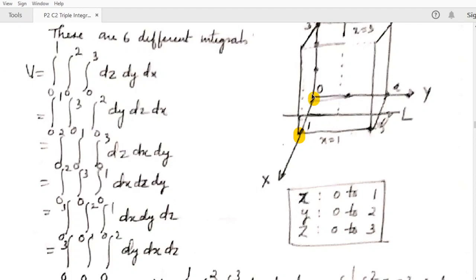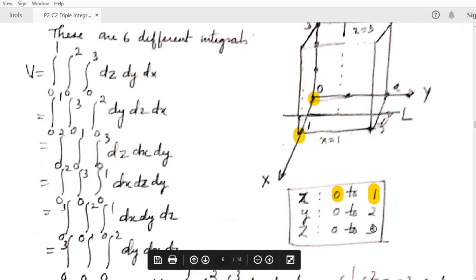We know that at this point, this is our origin, so definitely the value of x is 0 at this point. And at this point, what is this? This is the plane passing through the point x equal to 1 on the x-axis. So basically this point is x equal to 1. So here the value of x is 1, and we get the limit of x from 0 to 1. So now we get all the limits: x is from 0 to 1, y is from 0 to 2, and z is from 0 to 3.